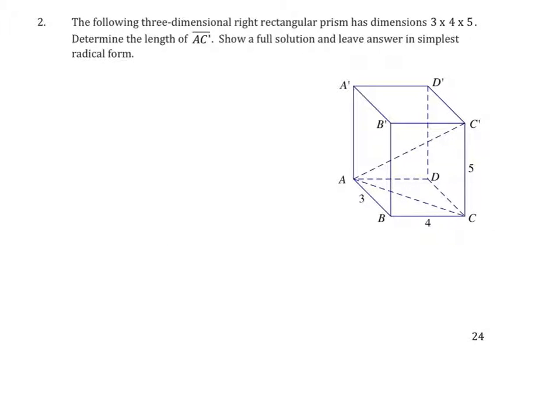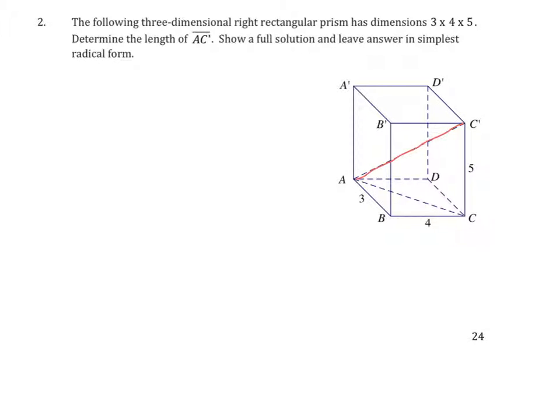The following three-dimensional right rectangular prism has dimensions 3 by 4 by 5. Determine the length of AC prime. Show a full solution and leave answers in simplest radical form. Okay, so AC prime is this line right here that I'm highlighting in red.